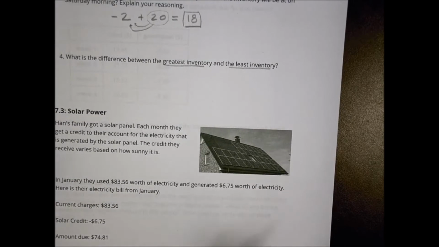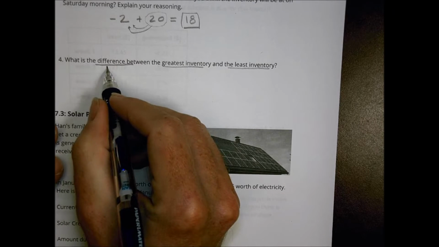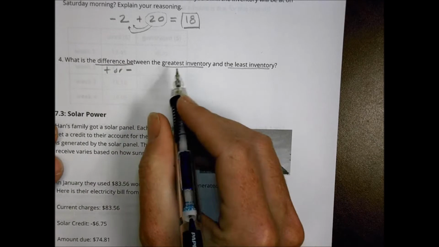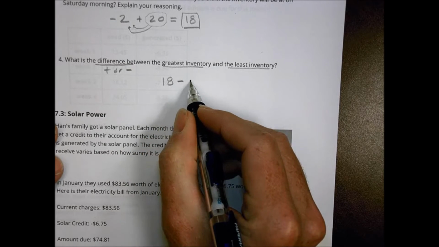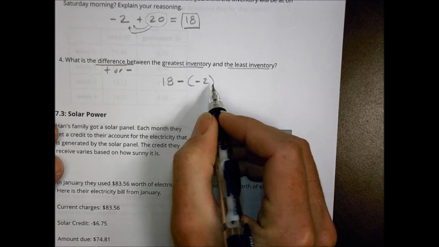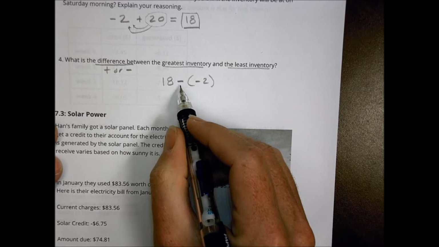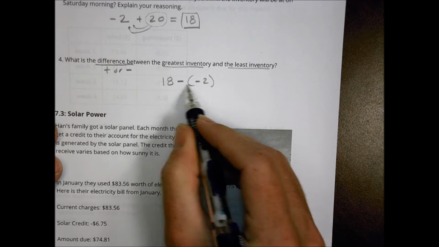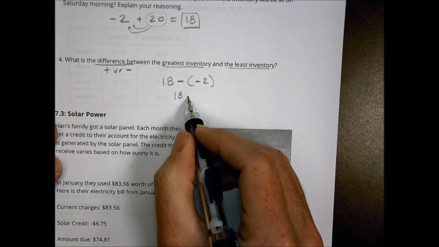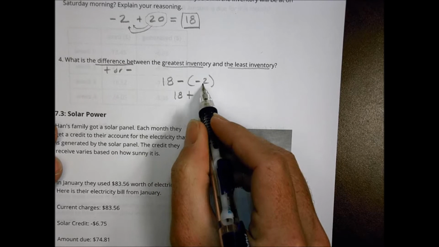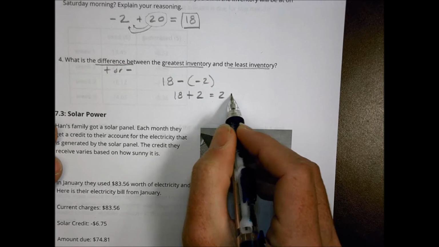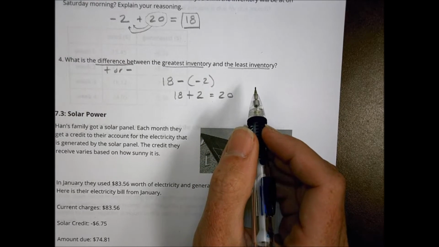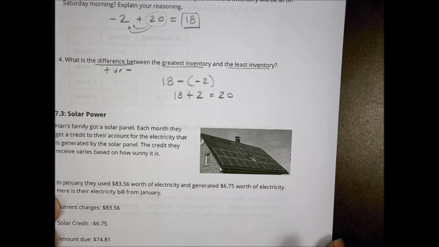Okay, so the difference can be, remember, positive or negative. Our difference here is 18 minus a negative 2, our first one minus our second one. So for the difference between the two, 18 minus negative 2, I'm going to add the opposite. The opposite of negative 2 is a positive 2. So 18 plus 2 is simply 20. My difference is going to be 20 between my greatest inventory and my least inventory.